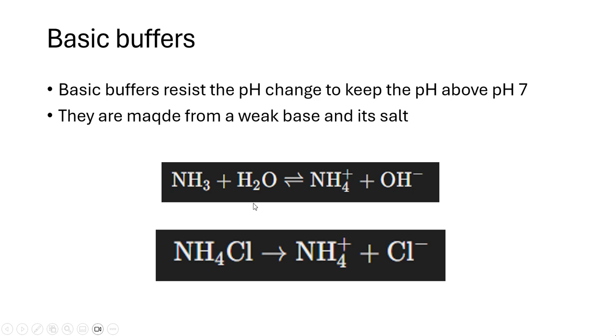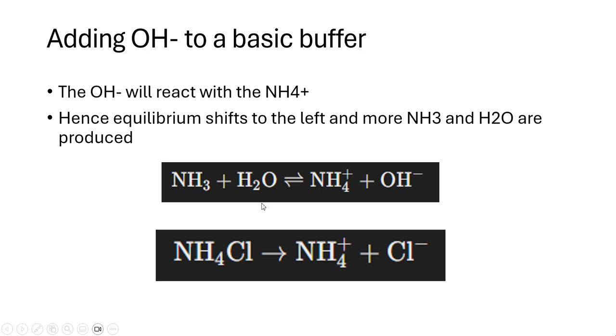You've got these two compounds inside that buffer. So let's add OH minus, let's add a base to the basic buffer. The OH minus will react with NH4 plus. And when it reacts with NH4 plus, the equilibrium will shift to the left to produce more NH3 and H2O.